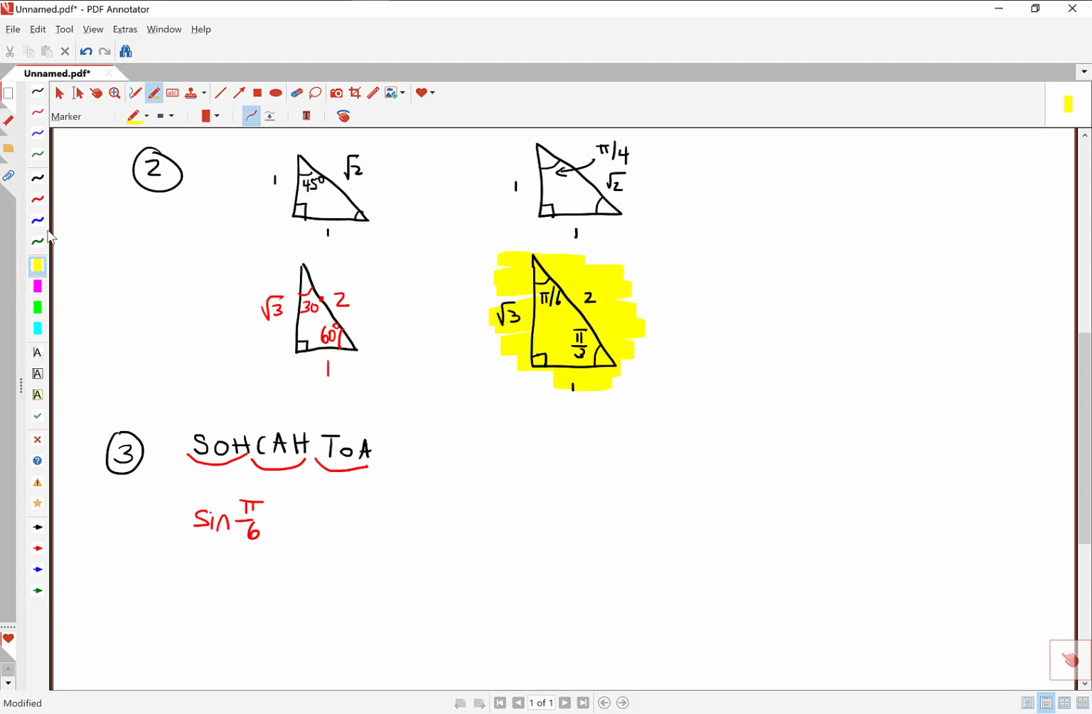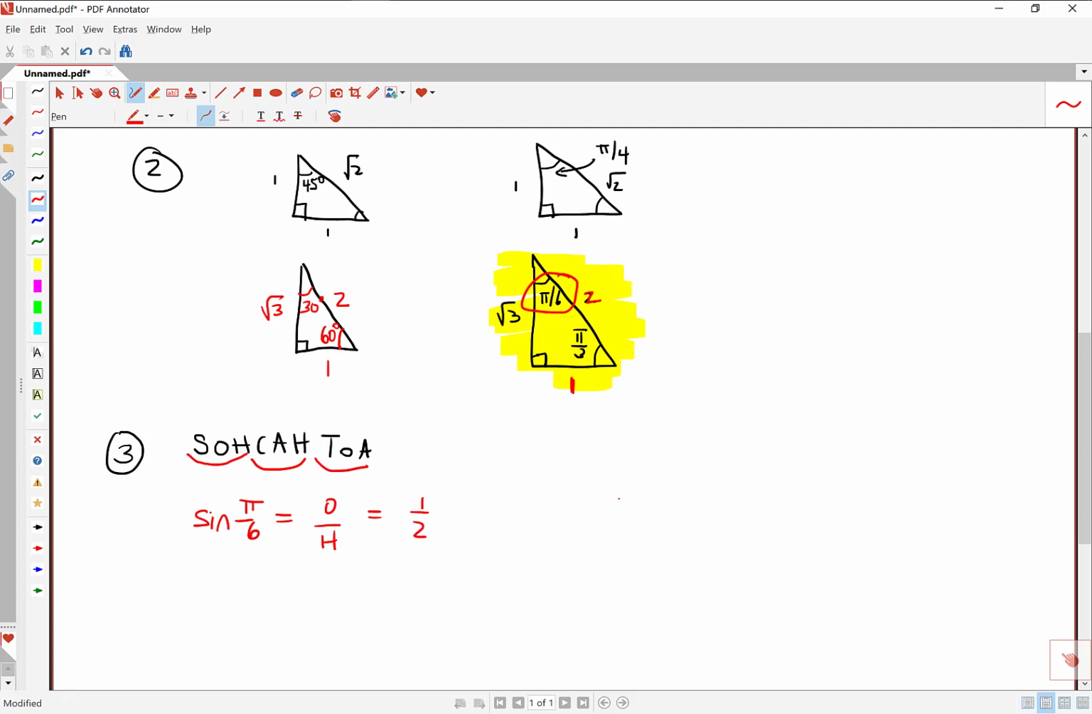And we'd say, well, according to Sohcahtoa, sine is opposite over hypotenuse. So we identify where the angle pi over 6 is in that triangle. The opposite side to that angle is 1 and the hypotenuse is 2. So that tells us sine of pi over 6 is going to be 1 over 2.